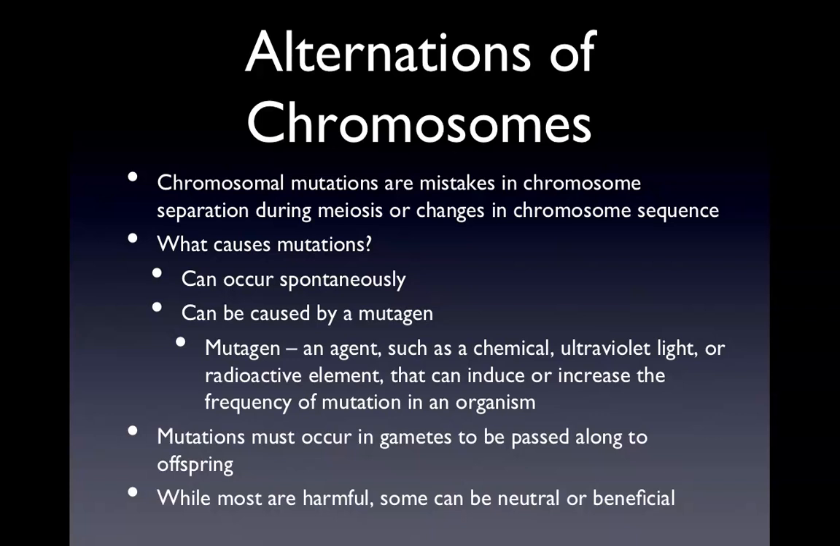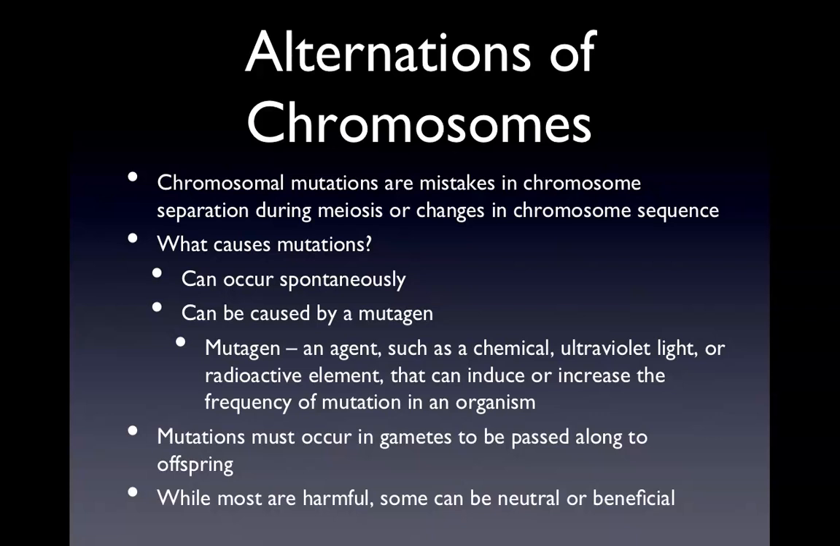What causes mutations? Some of this we know, some of this is still kind of coming to light. One of the things we know is that they can be caused by mutagens. Okay. So some sort of agent, a chemical, UV radiation, radioactive elements, something that ends up increasing the frequency of a mutation above and beyond these spontaneous mutations we seem to know happen. Again, that word spontaneous probably just means we don't know why. Okay, we haven't figured it out yet.